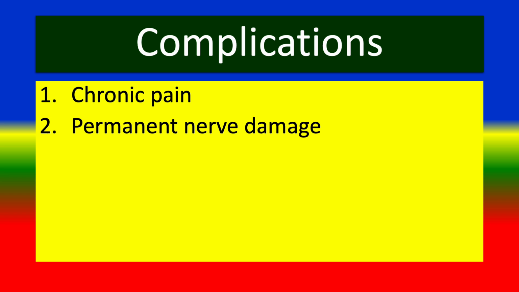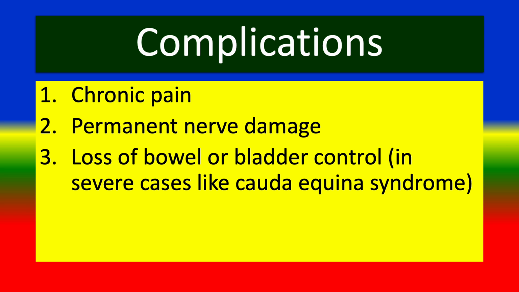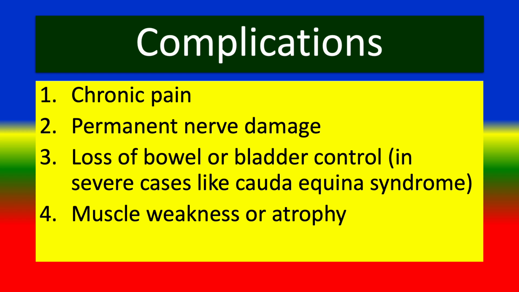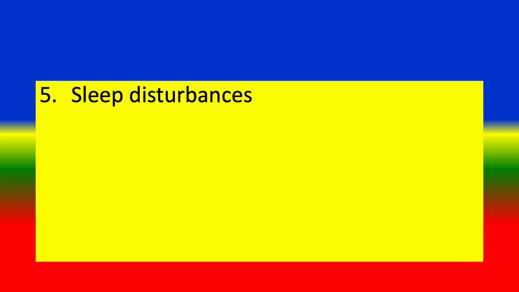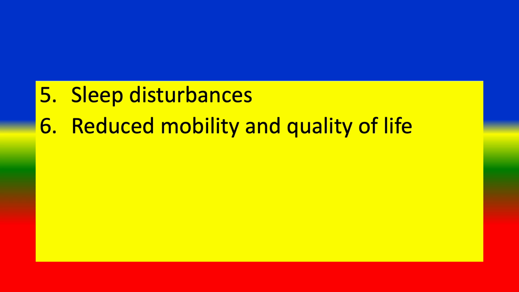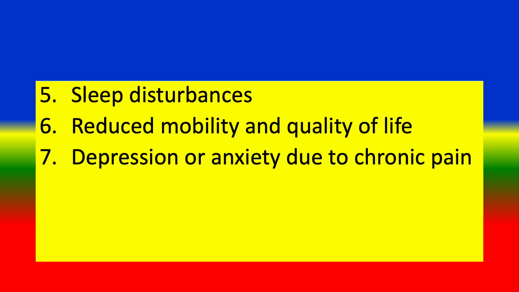Complications. 1. Chronic pain. 2. Permanent nerve damage. 3. Loss of bowel or bladder control in severe cases like cauda equina syndrome. 4. Muscle weakness or atrophy. 5. Sleep disturbances. 6. Reduced mobility and quality of life. 7. Depression or anxiety due to chronic pain.